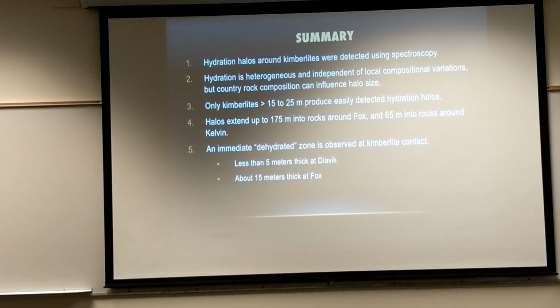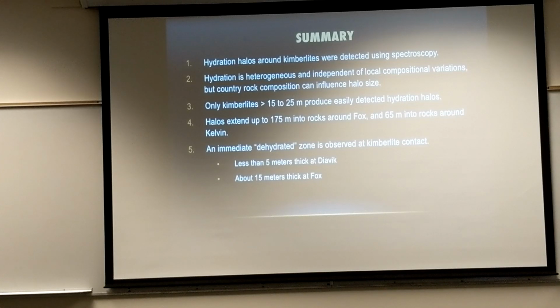So that gives us a landmark for size, minimum size. For the Fox kimberlite, the halo extended 175 meters into the rock. For Kelvin, it extended 65 meters into the rock. So obviously Kelvin's much smaller than the Fox, and these numbers all kind of fit together.